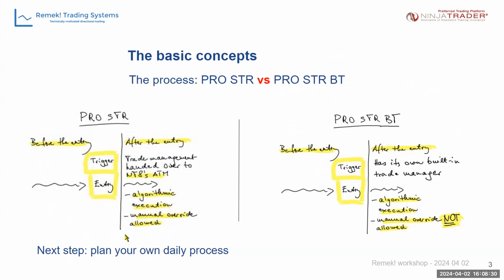If the software is switched on, then we will place an order on the market, limit order or market order, and we are in a trade. PRO STR will use NT8's Advanced Trade Manager, with all the advantages and a little bit of the disadvantages of what the NT8 ATM can do. It can do a lot of things for us, but not everything that we want it to do. And it is algorithmic trading, of course. If I don't touch it, it will do it automatically. But as we mentioned, we have the option to interfere, to step in and override the algorithm.